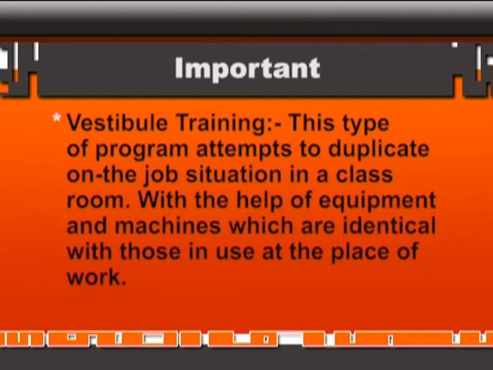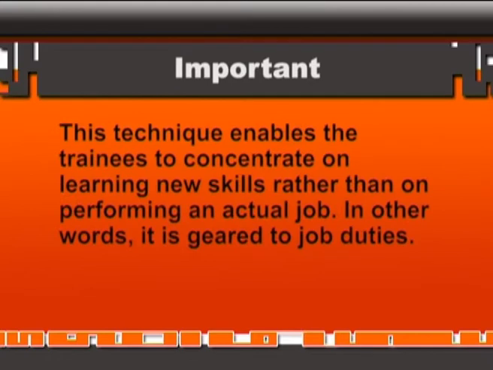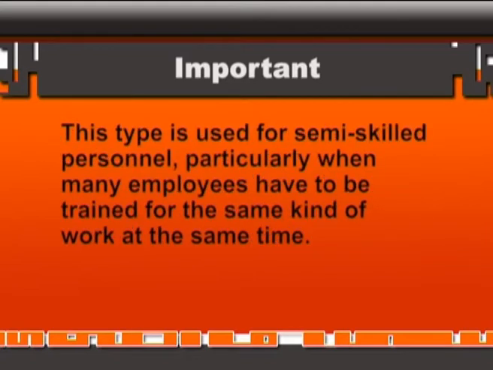Vestibule training. This type of program attempts to duplicate the on the job situation in a classroom with the help of equipment and machines which are identical with those in use at the place of work. This technique enables the trainees to concentrate on learning new skills rather than on performing an actual job. In other words, it is geared to job duties. This type is used for semi-skilled personnel, particularly when many employees have to be trained for the same kind of work at the same time.